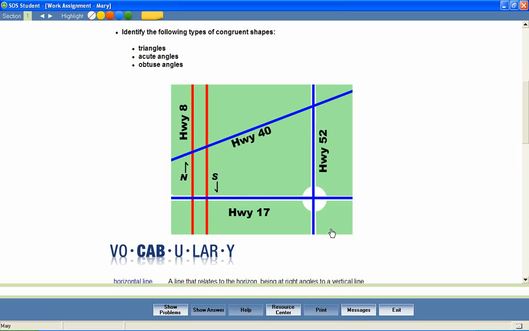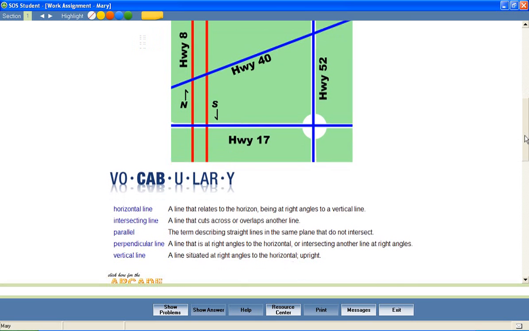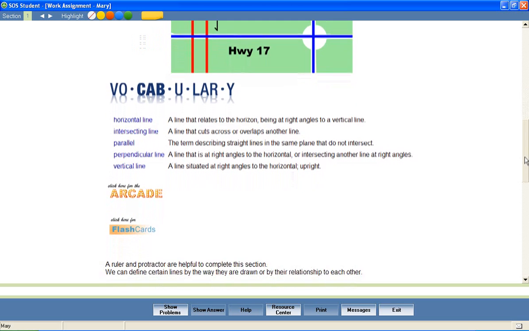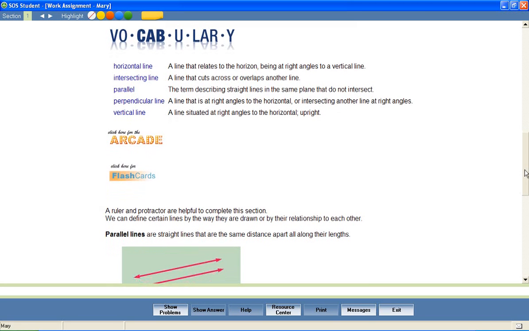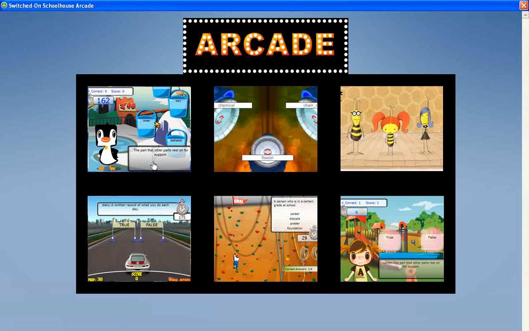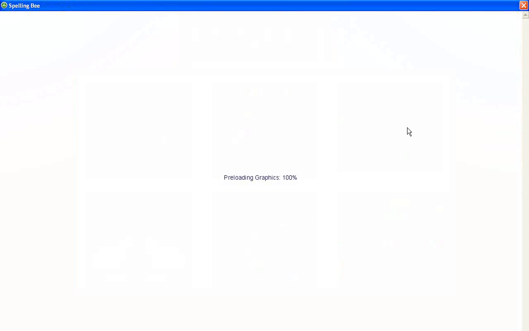At the beginning of most lessons, your students will also encounter a list of vocabulary words that will be used throughout the lesson. We've included several activities to encourage mastery of these important words. For example, students can hear the correct pronunciation of each word. Vertical line, parallel. In addition, the vocabulary arcade games encourage mastery of the vocabulary words by providing practice in the correct spelling of each word and in matching each word with its definition.